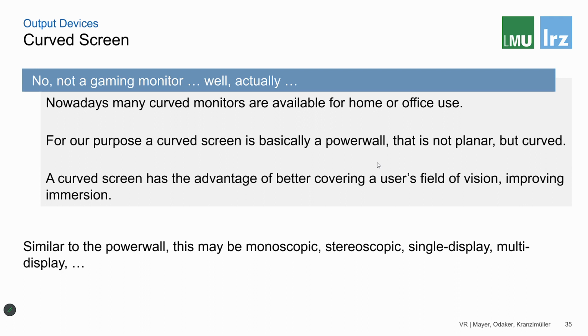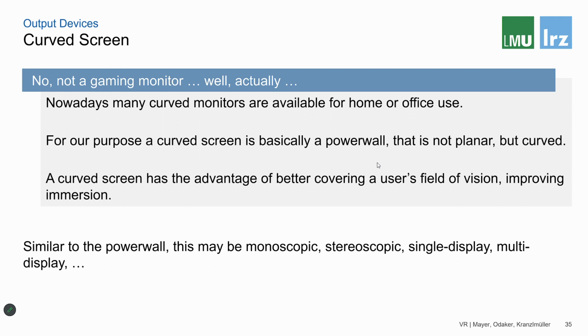A curved screen that we are talking about here is basically a Powerwall, just that it's not flat. It has a curve to it. The advantage of this curved Powerwall is that a user can stand in front of it, and due to the curvature of the screen, the field of vision is covered much better. So a curved screen tends to give better immersion than a flat Powerwall. Of course, this depends on how far you stand away, on how the curve is, and so on. But usually it is better coverage of the field of view and therefore better immersion.